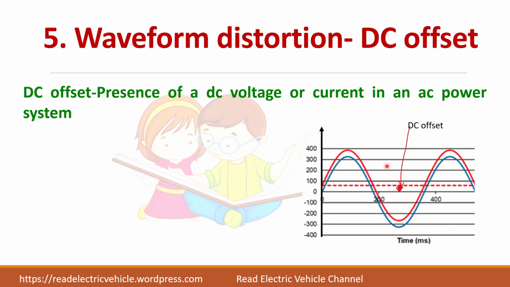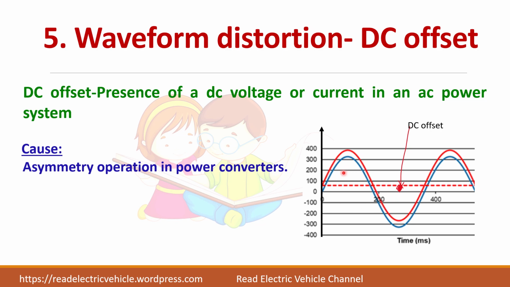So what is the reason for this DC offset? Maybe any asymmetrical operation in power converters can be one of the reasons. Normally we use small diode bridge, half wave rectifiers, which can introduce this type of DC offset in power system.